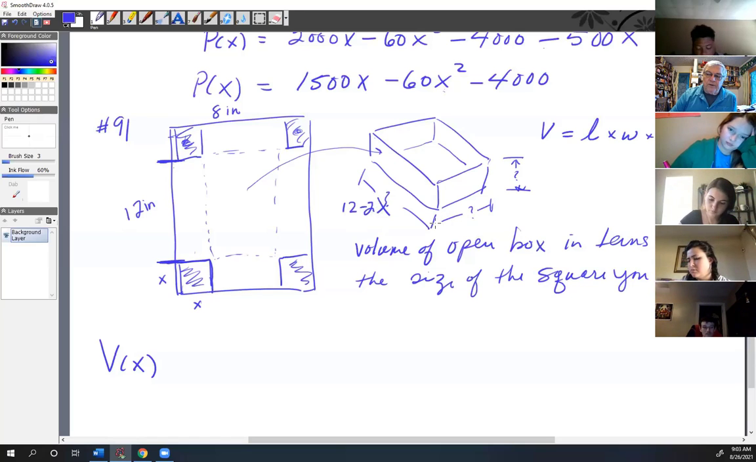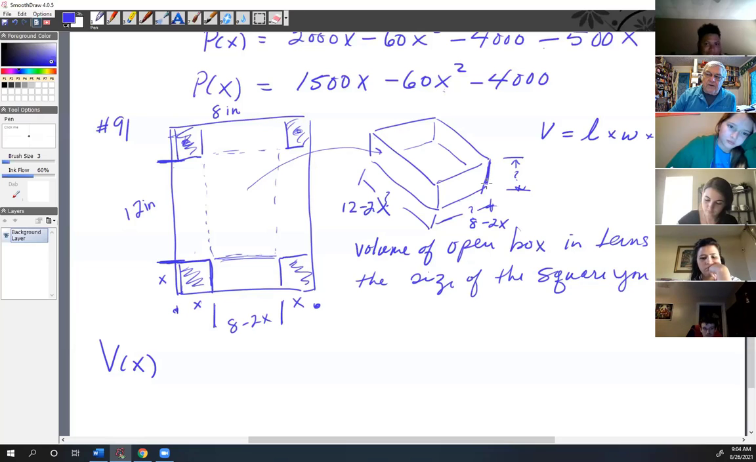What would this measurement be over on this side? Now, what is this side? This side is here to here, right? This was 8 inches, but I cut out an x there and an x there. So what I'm left with here, same reasoning, would be 8 minus 2x. So this would be 8 minus 2x.